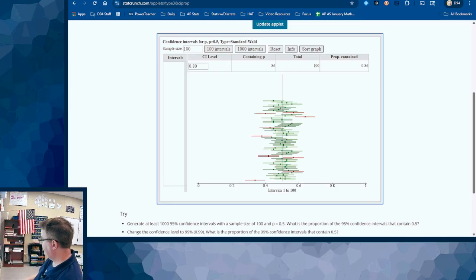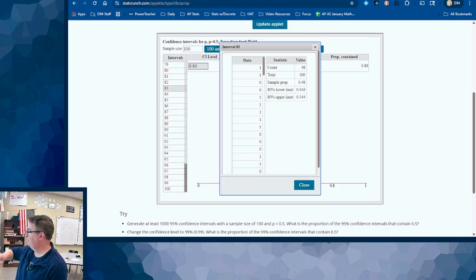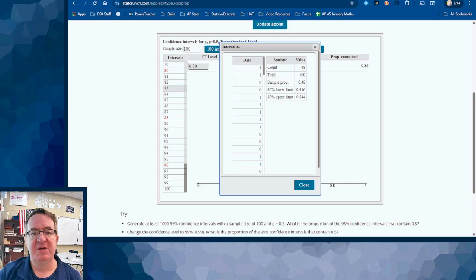So we take 100, there they all go. The green ones are the ones that were successful. They're the ones that have 50% inside of it. So for example, this 83rd one has it. We had 48 out of 100 of the sample was positive. So we have a sample proportion, p hat, of 0.48. We went 40% above that and 40% below that. And so we came up with an interval from 0.416 to 0.544. 50% is contained in that, so that one's good.